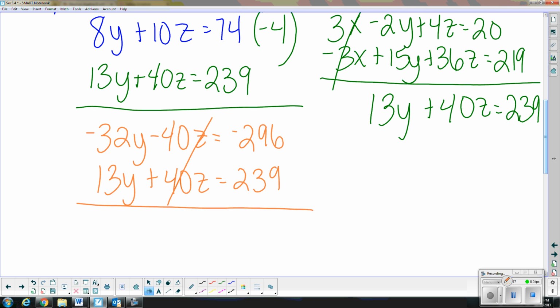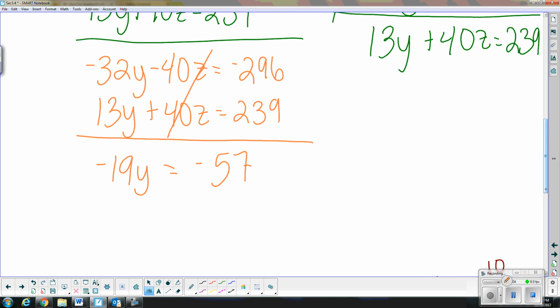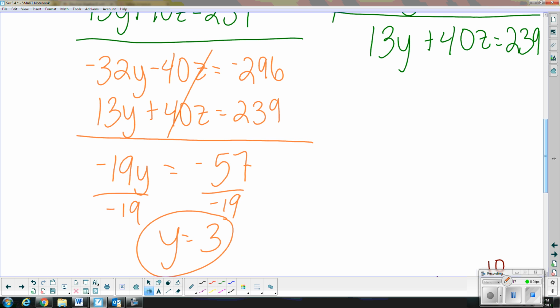So negative 32y plus 13y, negative 19y equals negative 57. Isolate y. Solve for y. So divide both sides by negative 19. And we get y equals 3.